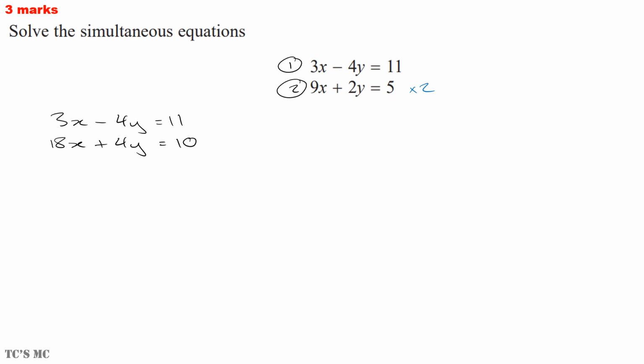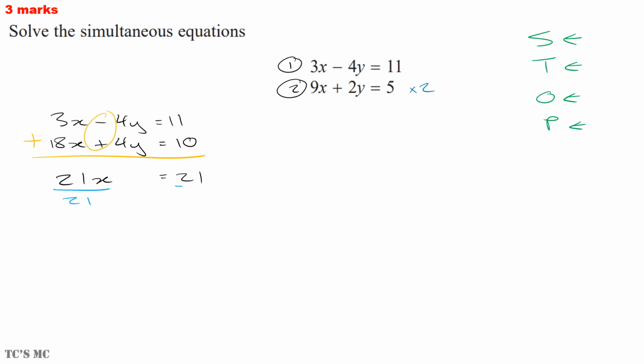For simultaneous equations, I use STOP. Same sign, take away, opposite sign, plus. In our case, our signs are opposite, so we are going to add both equations. I end up with 21x is equal to 21. To solve this, we need to divide by 21. x is equal to 1.